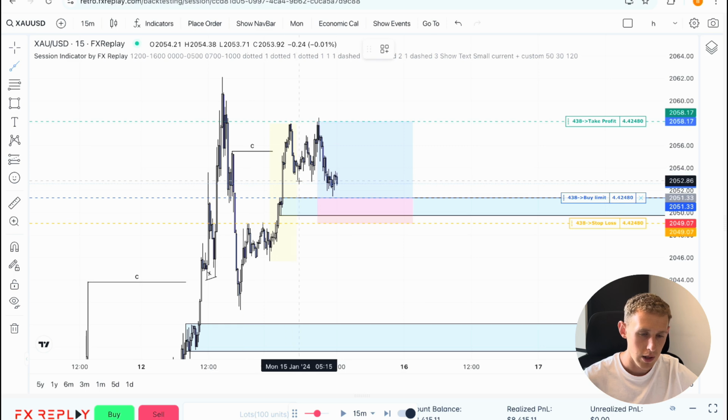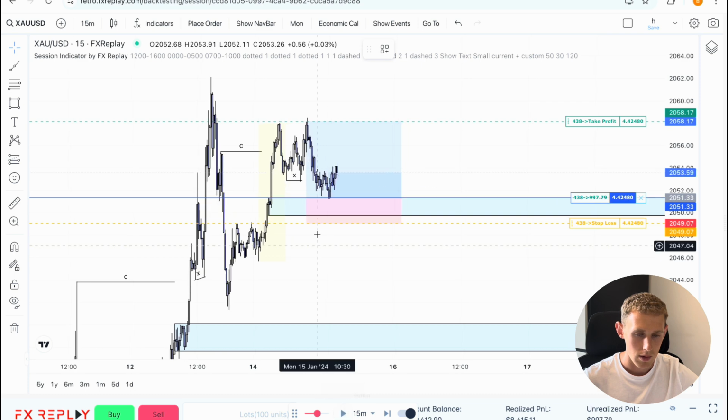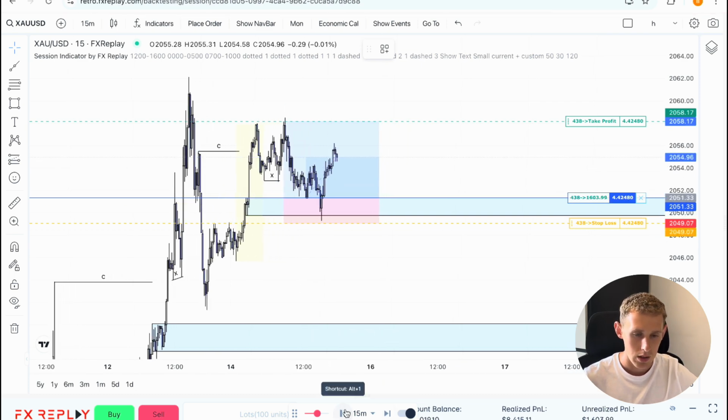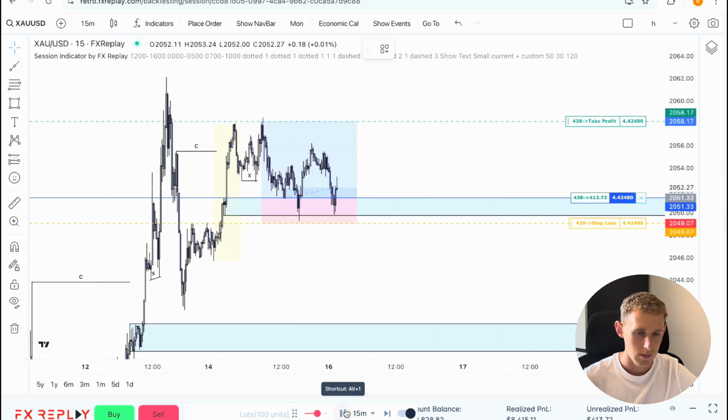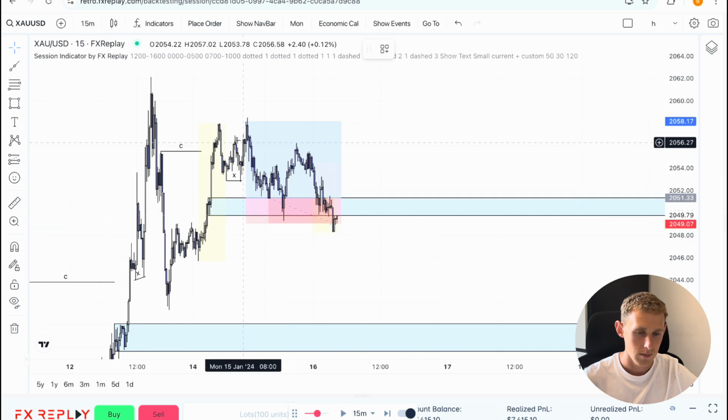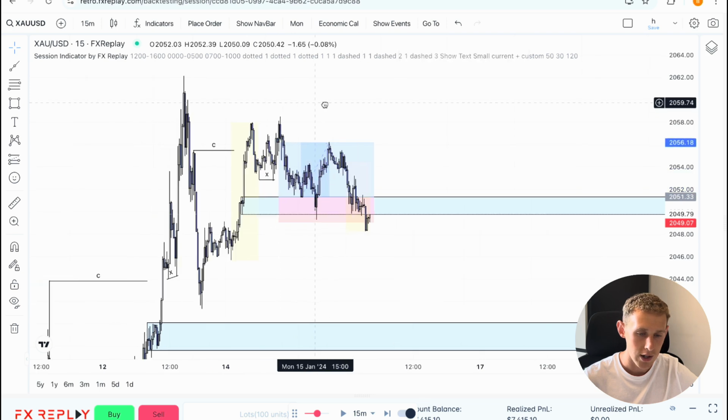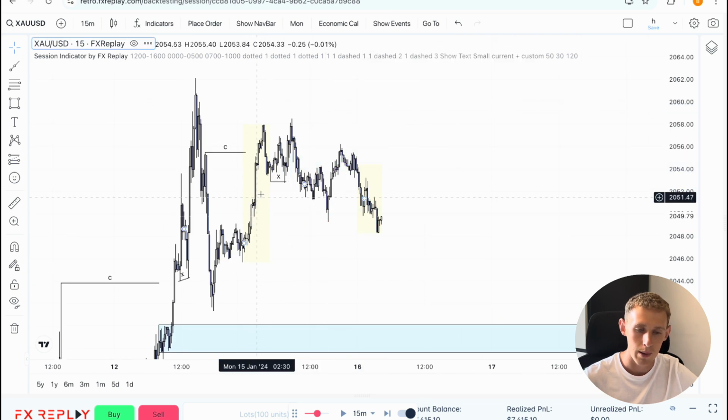There we go. Notice as well how price created some inducement above this area. Again, once you see that, it makes the trade higher probability. Okay, nope. So we got a small reaction, went 2% in our favor, but price is continuing to the downside, it looks like.